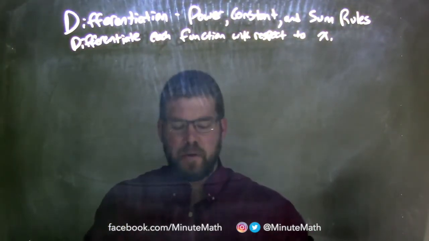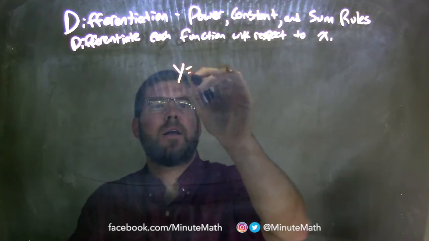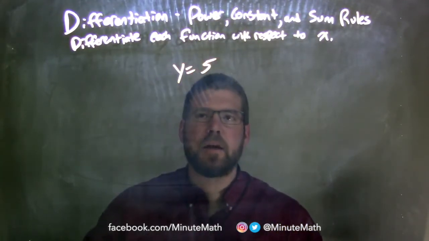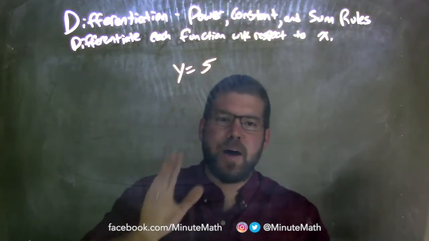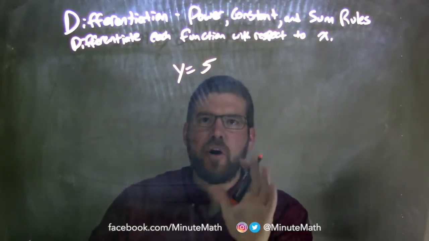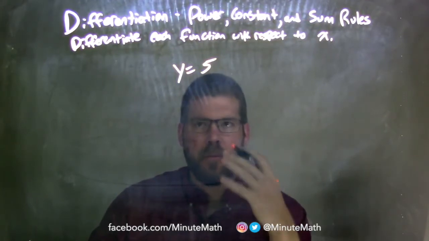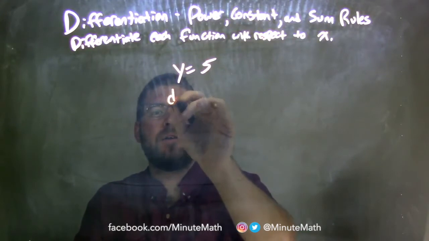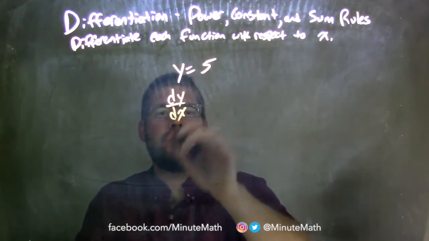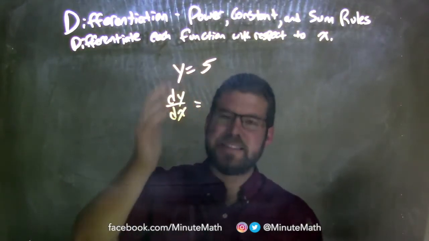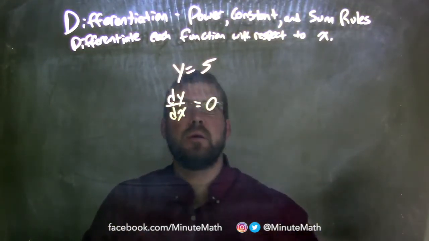So if I was given this function, y equals 5. Pretty simple function from the beginning. Y just equals 5. 5 being a constant, and that's the key. It's a constant number. So we derive that. When we derive a constant, this works for every single constant, deriving with respect to x, the derivative of every constant is just 0. That's it.